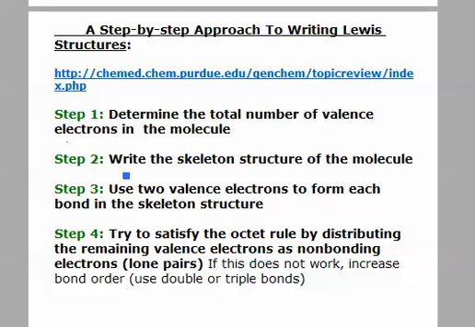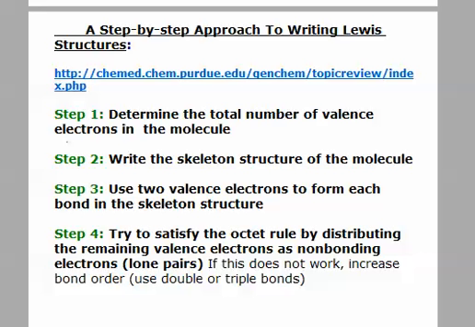Okay, so the first step, and here is a link to a nice website at Purdue University that gives a nice tutorial of this topic. If your textbook is not helping you too much, or the instructions on OWL aren't helping you, this might be useful for you. So the first step is always to determine the total number of valence electrons, and that is just adding up all of the valence electrons from each of the individual atoms within that molecule. Okay, and we're going to do a couple simple examples here, and then I'll post another video with some more complicated examples.